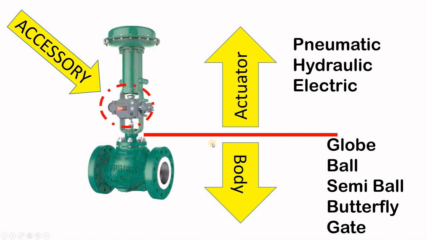Control valves consist of certain parts. The first are the body and the actuator, and then we add more accessories to it. For the body, we can have a globe valve, ball valve, semi-ball, butterfly, or gate valve. How you open and close the valve is through the actuator, which could be pneumatic, hydraulic, or electric.